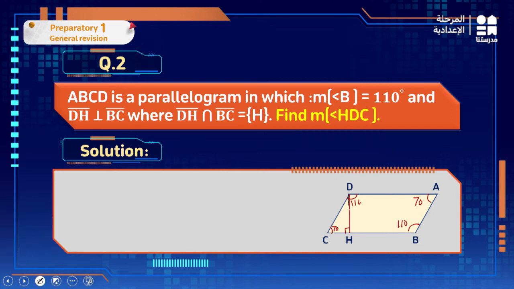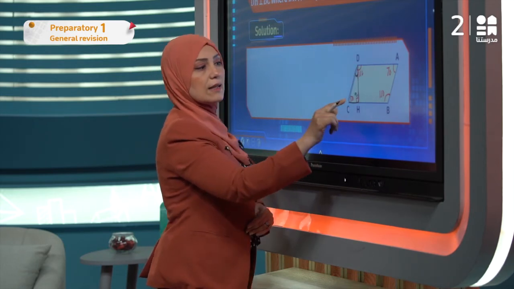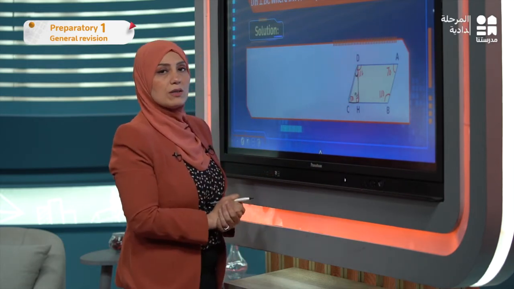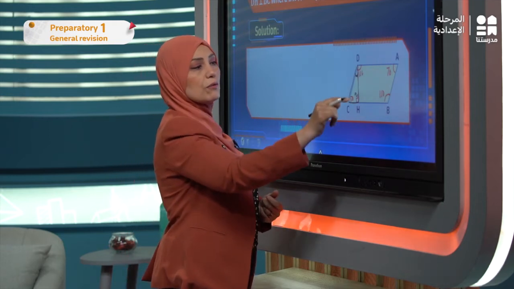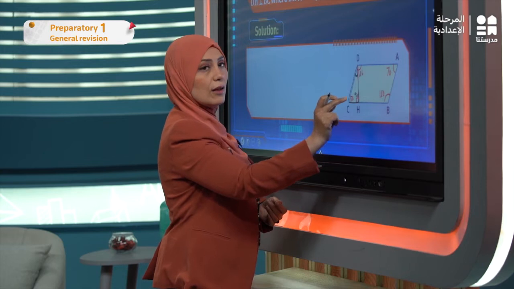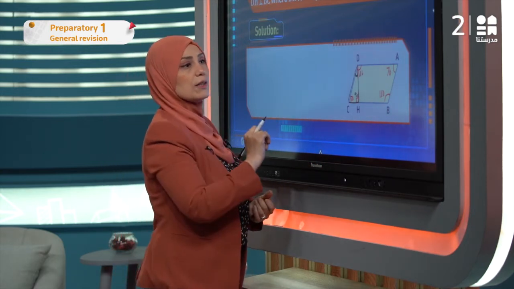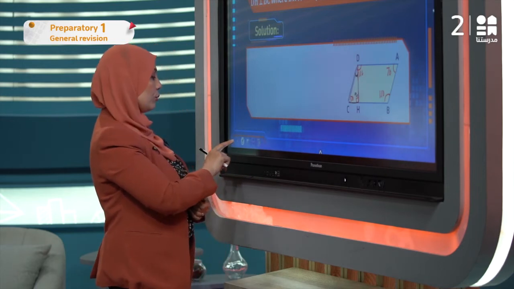What about this triangle? We need this angle. As you can see here, we have 90 degrees and 70 degrees. And we know the sum of the angles for any triangle is 180. So we need to add 90 plus 70, then subtract it from 180. Let me write the proof.